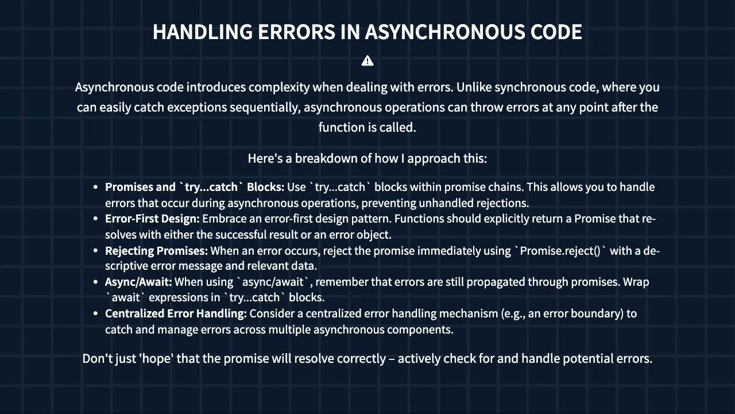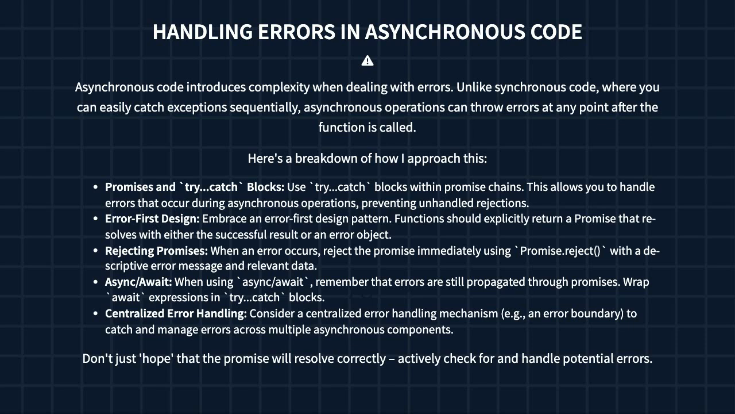Okay, let's talk about dealing with errors in asynchronous code. It can be tricky because you don't know exactly when an error might pop up after a function is called. A good strategy is to use try-catch blocks inside your promise chains. Think of it like this: you're wrapping the potentially problematic parts of your code.